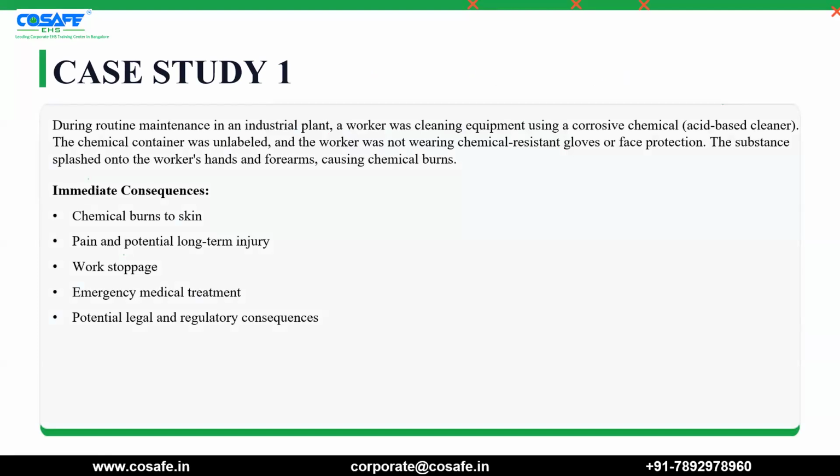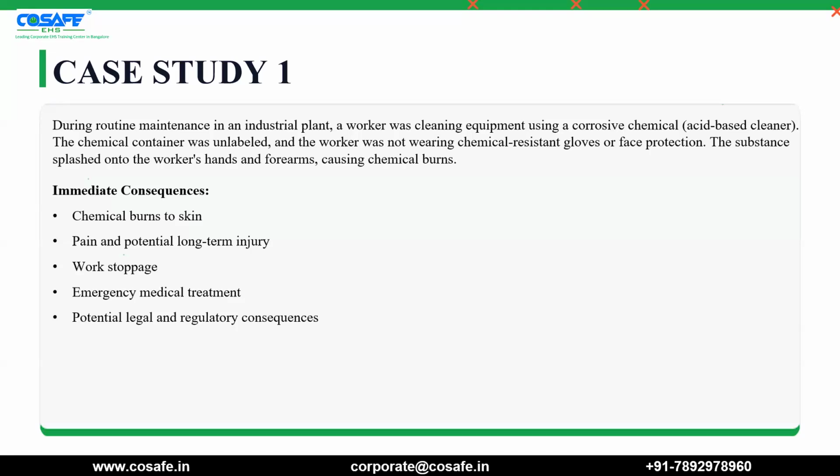During routine maintenance in an industrial plant, a worker was cleaning equipment using a corrosive chemical. The chemical container was unlabeled, and the worker was not wearing chemical-resistant gloves or face protection. The substance splashed onto the worker's hands and forearms, causing chemical burns. So here a worker was using corrosive chemicals for cleaning and was not aware of the PPE that has to be used while handling it. During cleaning, the chemical splashed onto his face and other body parts like hands, which caused serious chemical burns.